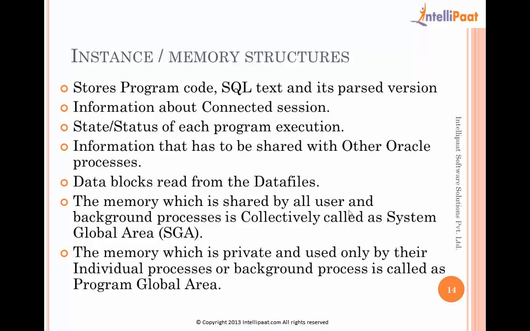There is another memory which is very specific to the user or individual processes. A background process would have to keep some private memory of its own. Those memories are called the program global area. So there is a distinction between the SGA and the program global area. Program global area memories are not shared. They are outside of the system global area. When it is required, this program area will be acquired.